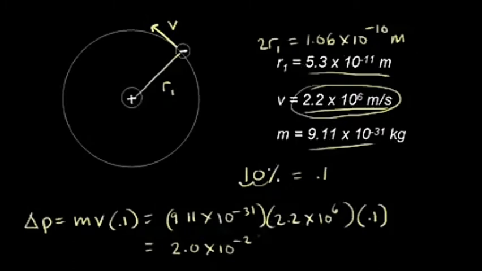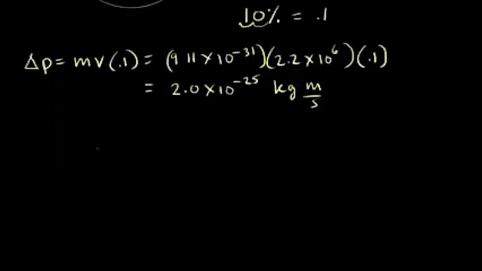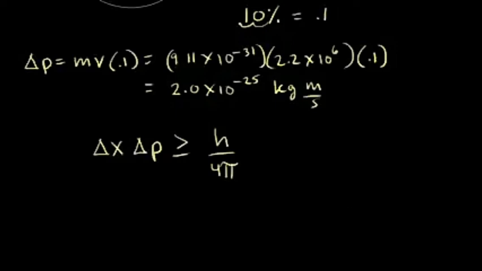So the uncertainty in the momentum is 2.0 times 10 to the power negative 25, and the units are mass in kilograms and velocity in meters per second, so kilogram meter per second. That is the uncertainty associated with the momentum of our electron. Now the uncertainty principle: the uncertainty in the position of the electron times the uncertainty in the momentum of the electron must be greater than or equal to Planck's constant divided by 4 pi. So we can take the uncertainty in the momentum and plug it in here.